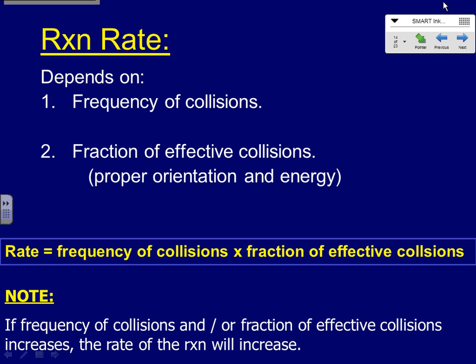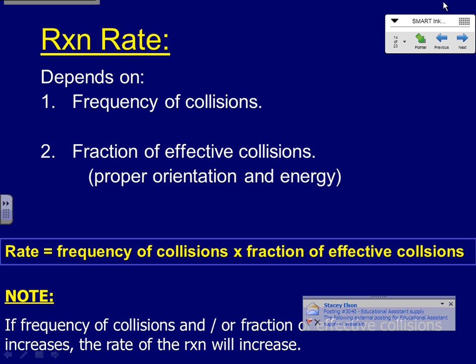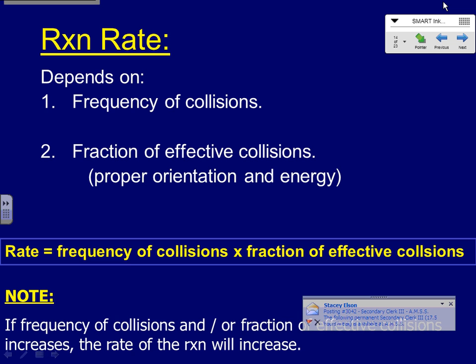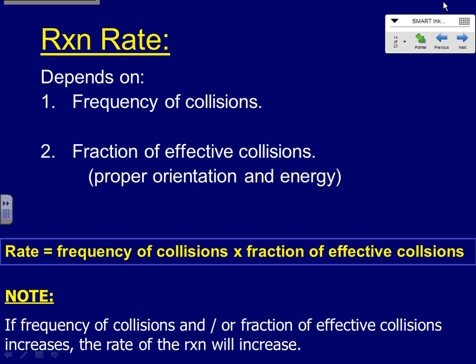All right? Actually, that's not true either. It could also be concentration dependent. You put more of the particles in there, they're going to bump into each other more often. So, frequency of collisions, you need to think, how many times are the particles going to bump into each other? Fraction of effective collisions, that's how many of those collisions have good orientation and good energy. That's what it's all about. So all we have to do is apply those 2 things to each of our different factors.